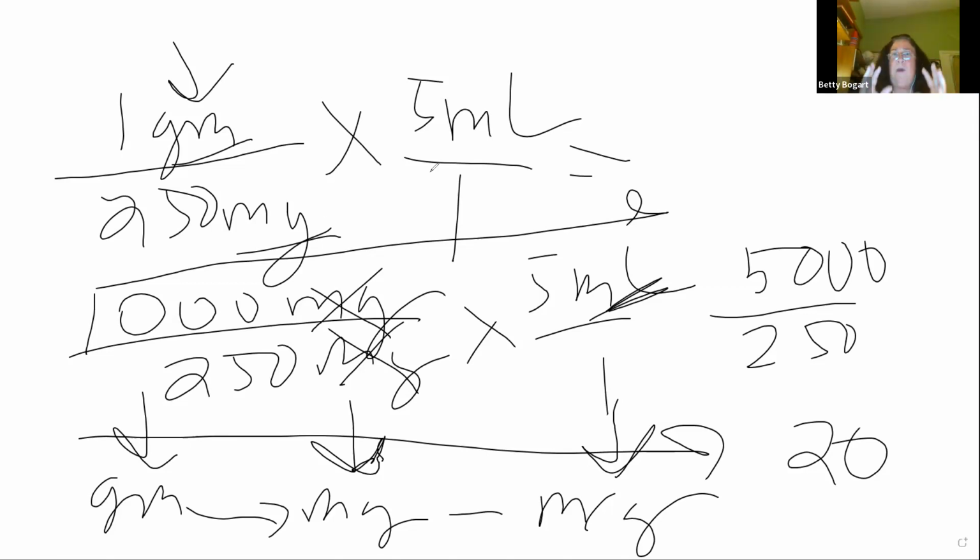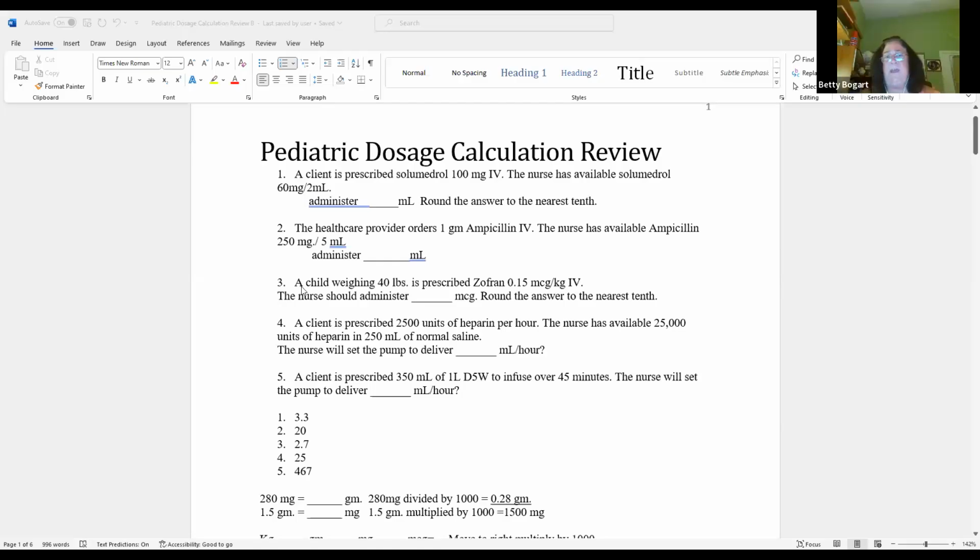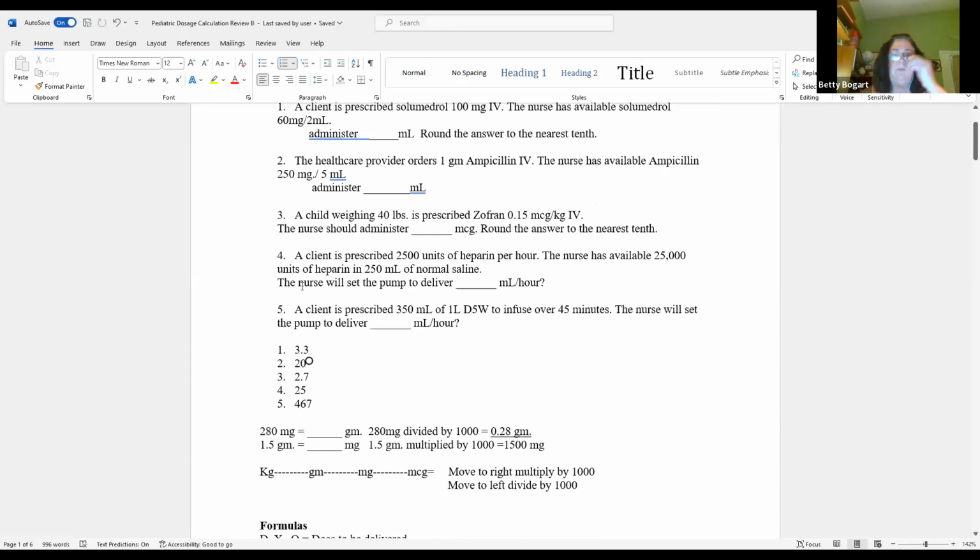If you always put your formula right off what they're asking for, you're not going to make errors, because those are where the errors occur. All right, let's do number 3.